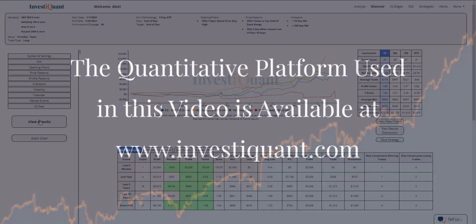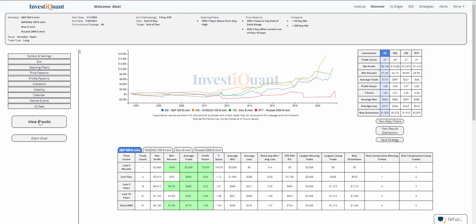And here we go. These are the results based upon entering the market long at 9:30 a.m. Eastern Time and exiting at 4:15 p.m. Eastern Time. When you open above the prior session high of day, the prior session closed in the top half of its intraday range, but it made a 10-day low at its intraday low. This is taking place below a 10-day simple moving average, but above a 200-day simple moving average. Historically, we've got 47 samples to look at for the S&P dating back to 2003.